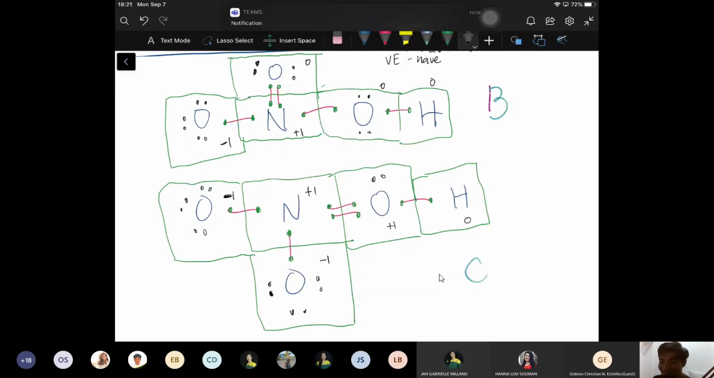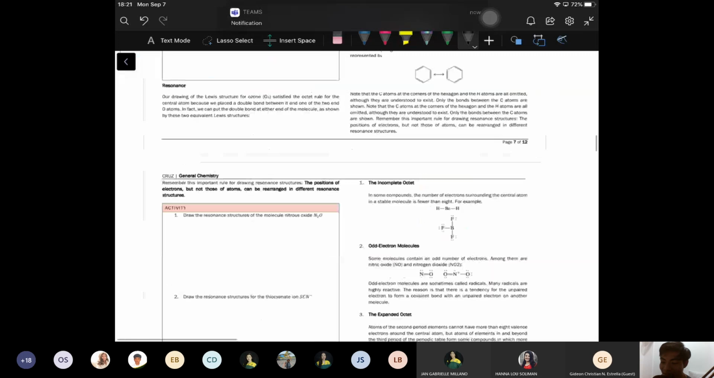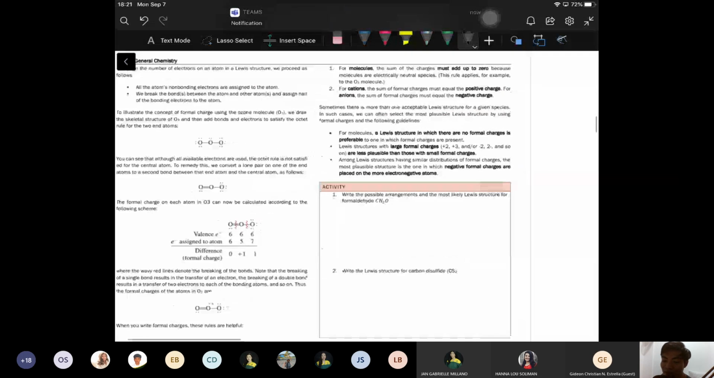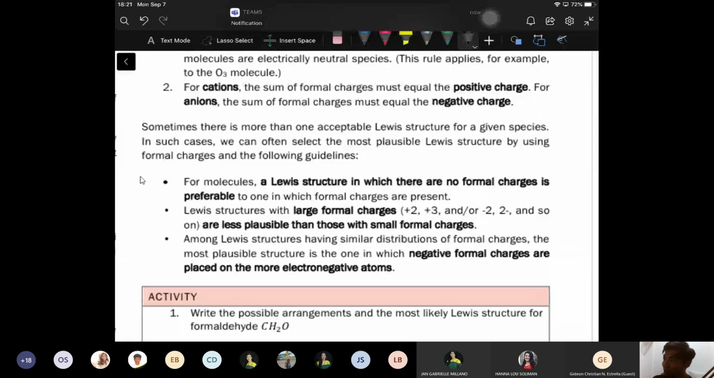Si C. Bakit? Ganito kasi, tingin tayo dito sa mga batas ng kalikasan. Ito yung rules. Sabi dyan, sometimes there is more than one acceptable Lewis structure. We can often select the most plausible Lewis structure by using the formal charges and the following guidelines. Ito yung mga batas ng kalikasan. Sabi dito, for molecules, a Lewis structure in which there are no formal charges is preferable to one in which formal charges are present. Ano meaning niyan?